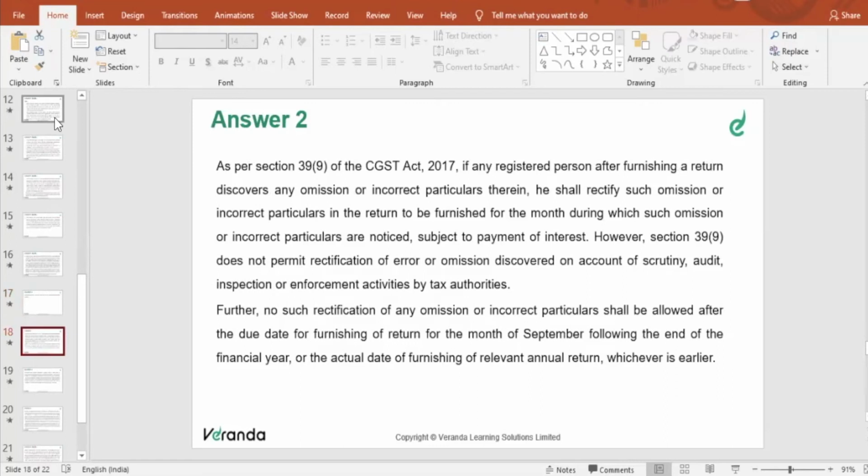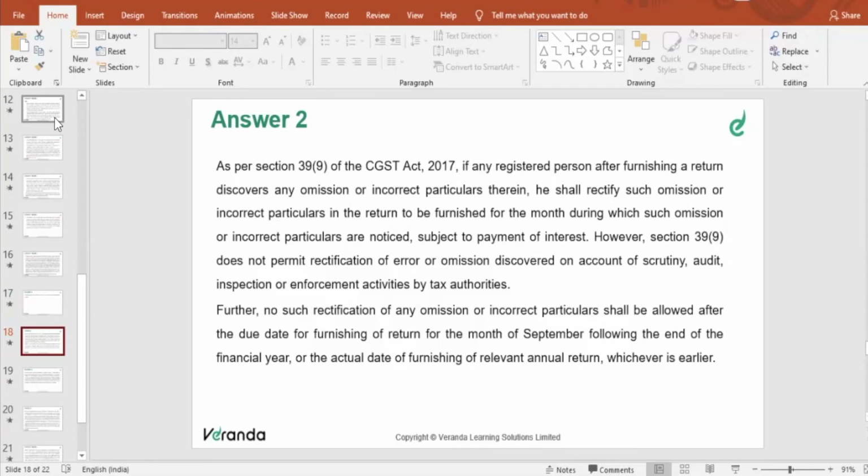Reading through, as per section 39 of the CGST Act 2017, if any registered person after furnishing a return discovers any omission or incorrect particulars therein, he shall rectify such omission or incorrect particulars in the return to be furnished for the month during which such omission or incorrect particulars are noticed. There's a lot of English over here. Basically, they're telling you can rectify it only in the month whenever you find the error, subject to the payment of interest.